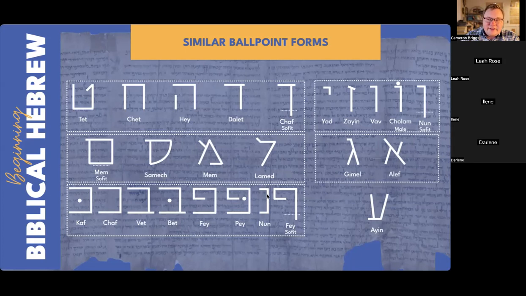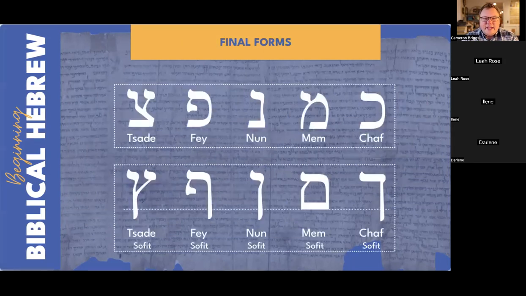And then fey sophit is going to be the same, except that it drops its tail when it's at the end of the word. So as we take a look at our final forms, this is the 4th one. We're almost done with our final ones. And so we have fey, that when it comes at the end of a word, drops its tail, just like chaf does, but pay has that additional nose on it.